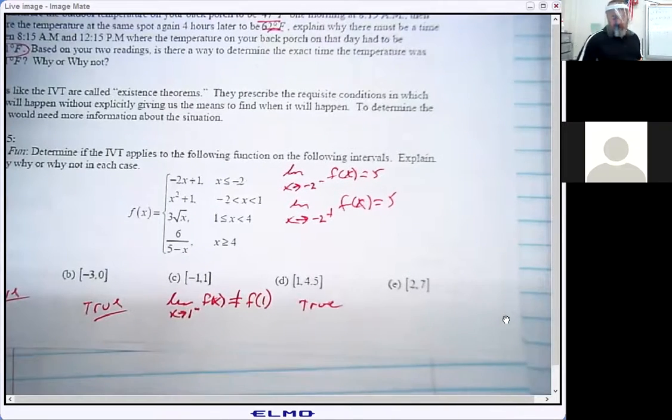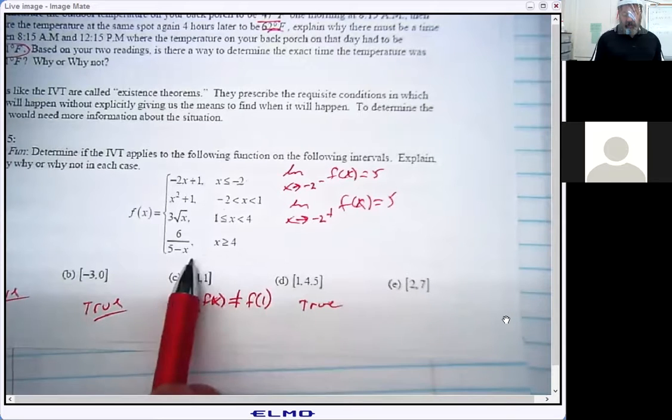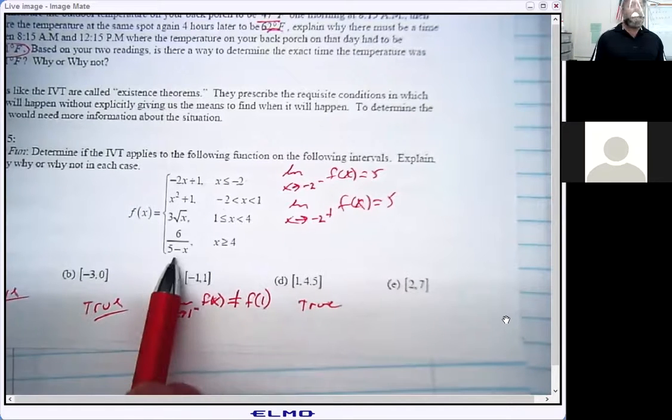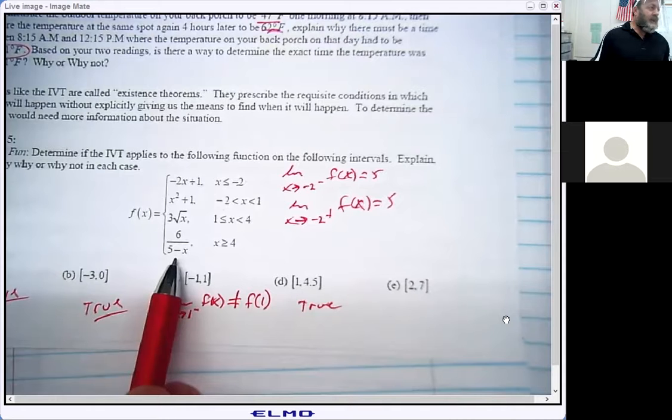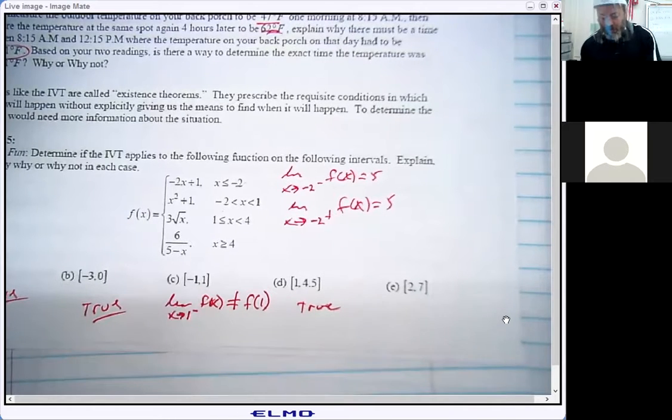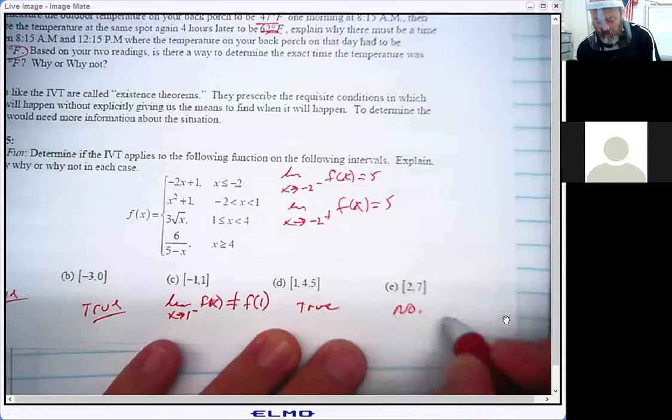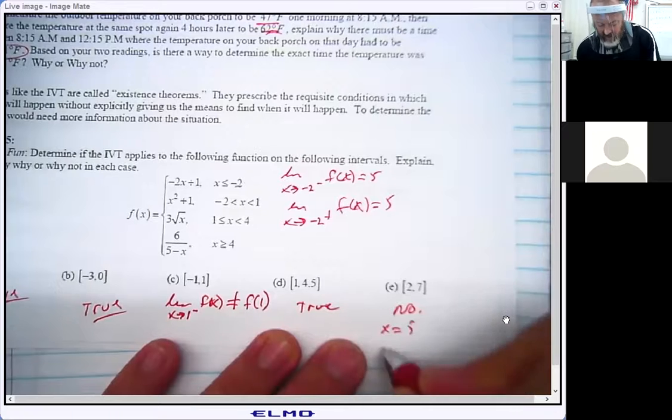And then how about from 2 to 7? What's wrong with from 2 to 7? What's going to happen as you go from 2 to 7? What are we going to pass that's going to be a problem for us? It's going to have a problem at 5. The answer is no, because x equals 5 is discontinuous.